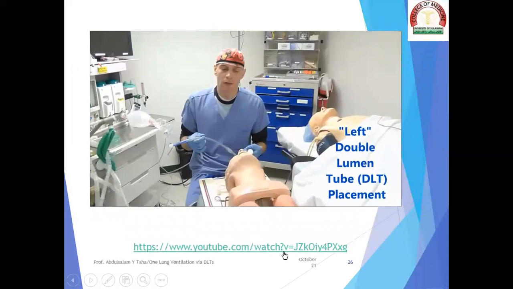Now, the following slide shows a video, a 4 minute video, which demonstrates the procedure of insertion of a double lumen tube and the confirmation of the proper position with the technique of sequential clamping and auscultation, as well as the use of a fiber optic bronchoscope.